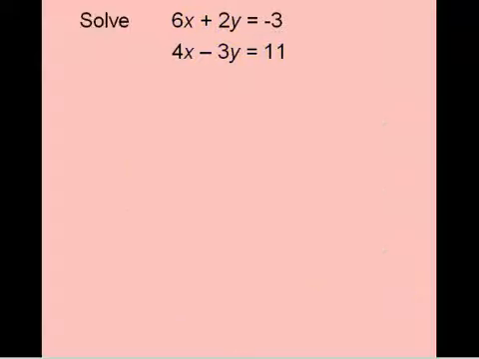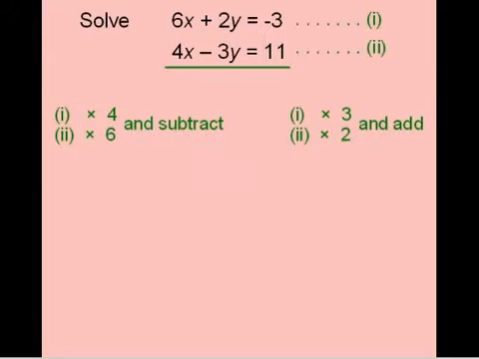Here's the most difficult type of simultaneous equations question. You've got two choices. You can either multiply the top one by 4 and the bottom one by 6 and then subtract, or you can multiply the top one by 3, the bottom one by 2, and then add. The choice is yours. Press pause and have a go. When you're ready, press play.